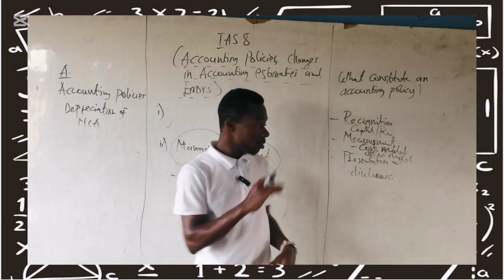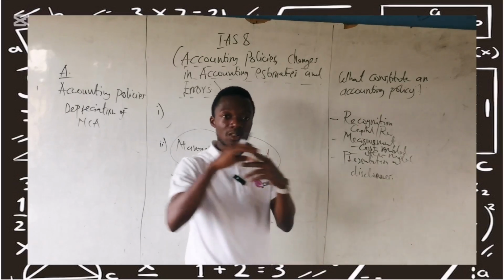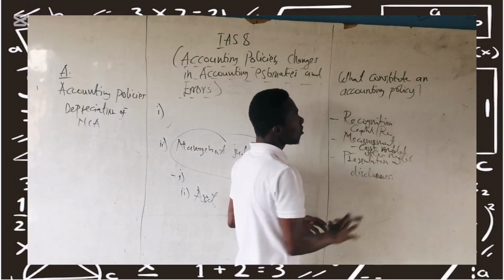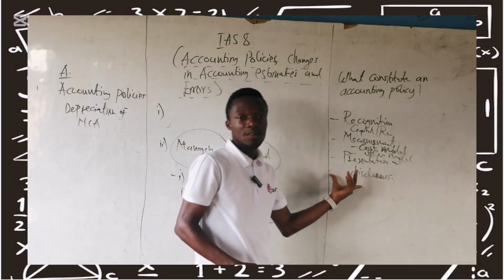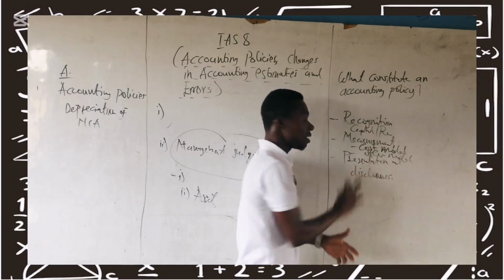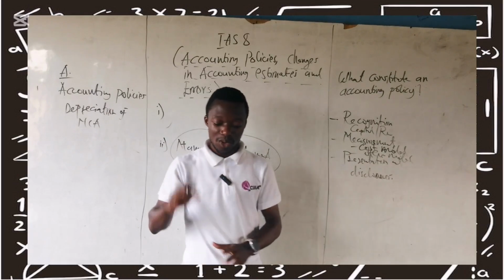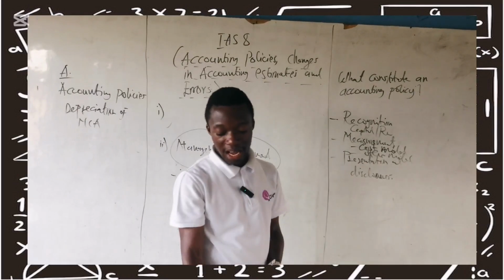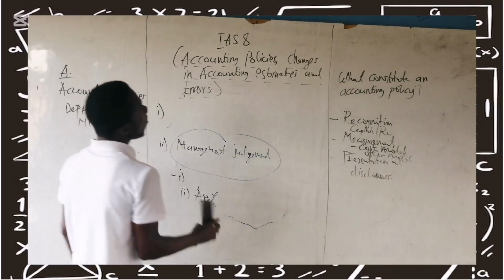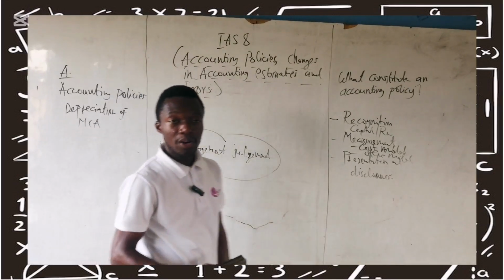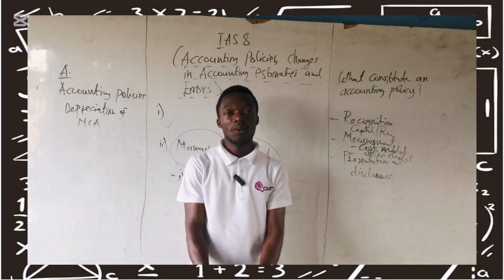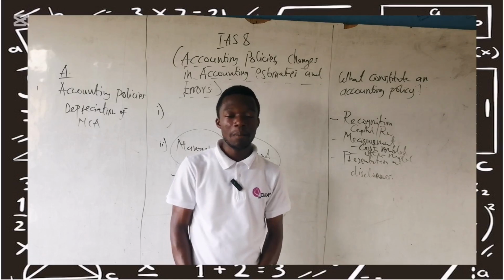So for an accounting policy to constitute a policy for an entity, it is supposed to capture these three items: the recognition criteria, the measurement, and then the presentation and disclosure. So these are the things that constitute an accounting policy. So that is what we need to understand when it comes to accounting policy, how we select an accounting policy, and what constitutes an accounting policy.